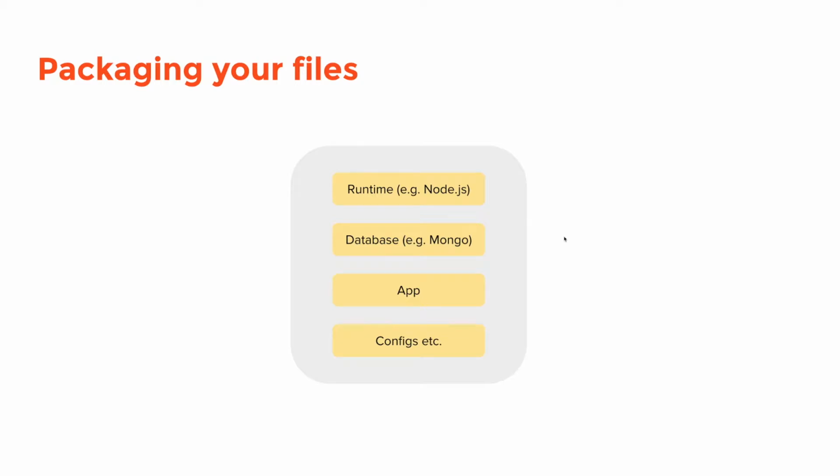So this ensures that everyone who's running a service will be using exactly the same version, the same configs and dependencies. So no more mismatches. Everyone uses the same dependencies, same libraries, same configs to run your app.